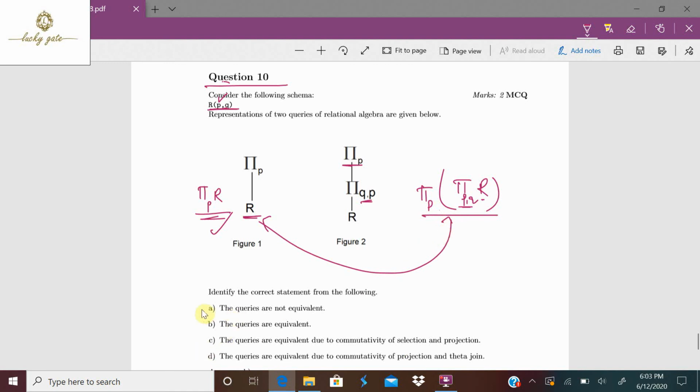Option A says not equivalent, incorrect. Option B says equivalent, correct. Option C says the queries are equivalent due to commutativity of selection and projection. Here in the query there is no selection, and selection and projection are not commutative. Keep in mind, not commutative. This is incorrect. The queries are equivalent due to commutativity of projection and join. Even projection and join are also not commutative. Keep in mind, this point is also incorrect. Option D is incorrect. So the answer for question number 10 is option B.